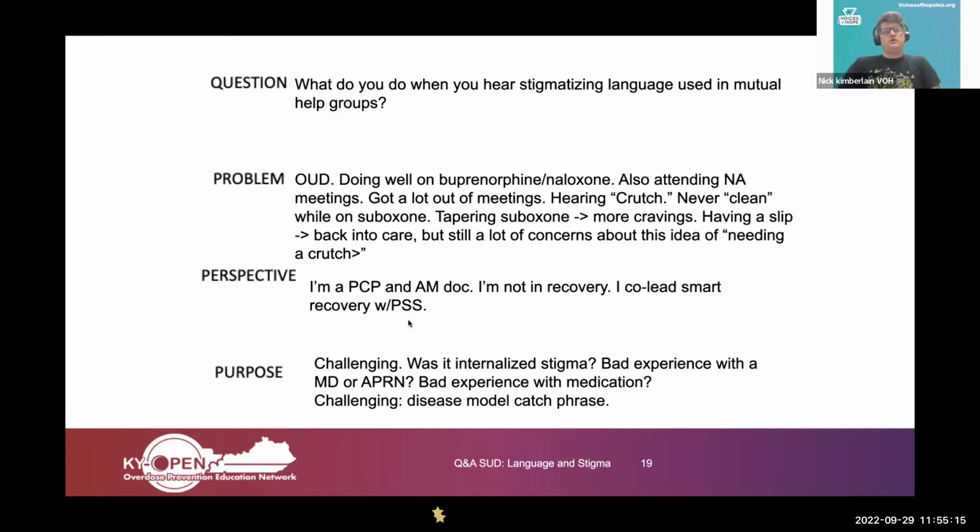Yeah, sure. Well, here at Voices of Hope, we have MARA, which is Medication Assisted Recovery Anonymous. It's offered in the room and hybrid on Zoom. And then there's also Smart Recovery, which is something we offer here, but it's also offered all over the country, as well as MARA.